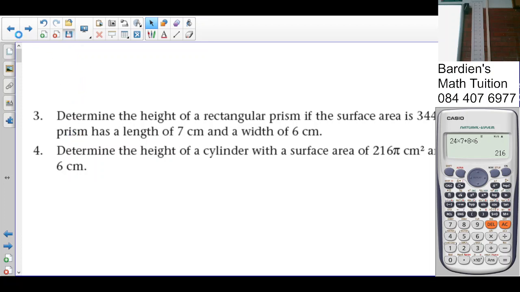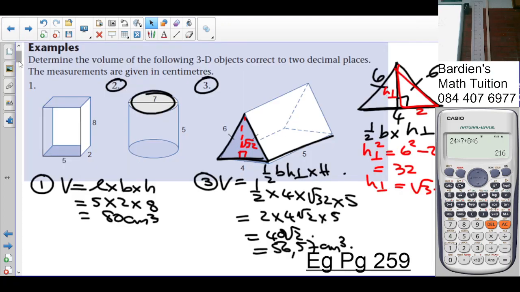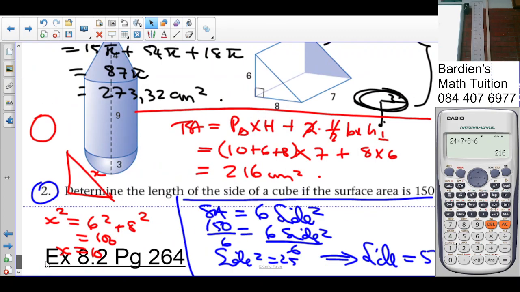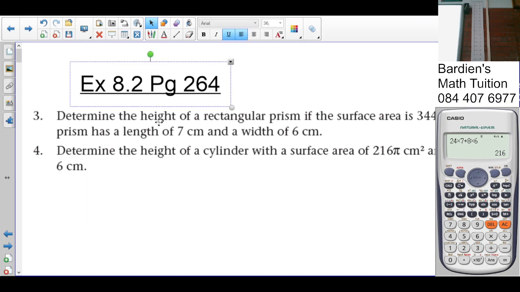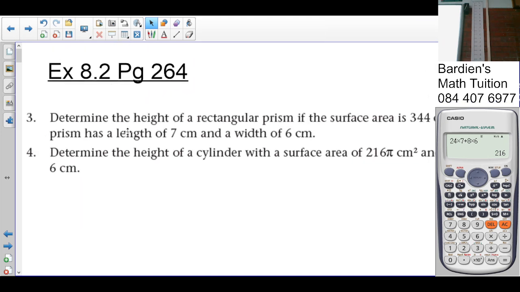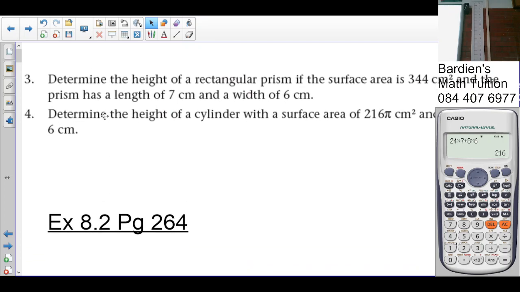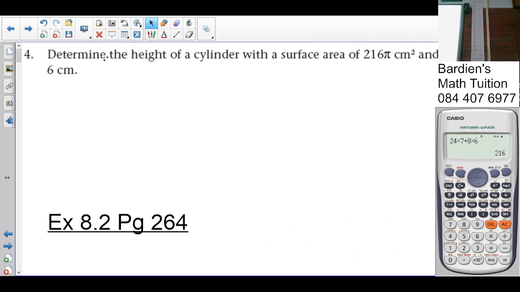Let's look at number 3. Any issues with number 3, people? Huh? No? Question 4? Yes. Okay, let's look at question 4.